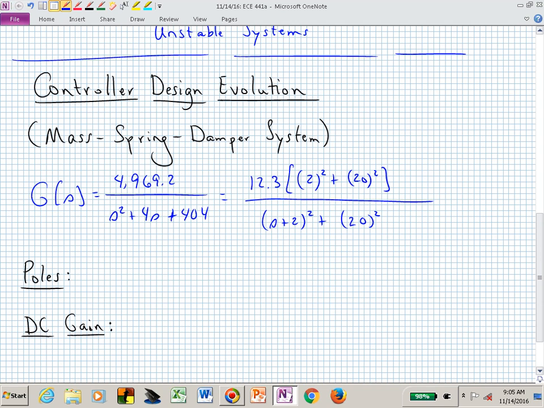The poles are at -2 plus and minus j20. Since I've written it as (s + sigma) squared plus omega sub d squared, that's exactly where our poles are located. And then I've actually factored the numerator in such a way that if I set s equal to 0, something else pops out, and that something else is our DC gain. And the DC gain in this particular system is 12.3.